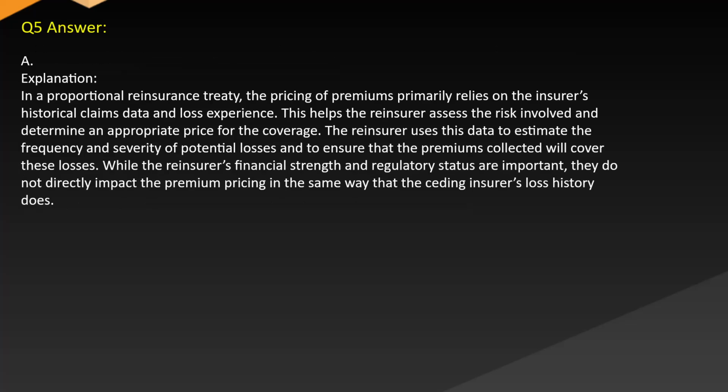Answer A. Explanation. In a proportional reinsurance treaty, the pricing of premiums primarily relies on the insurer's historical claims data and loss experience. This helps the reinsurer assess the risk involved and determine an appropriate price for the coverage. The reinsurer uses this data to estimate the frequency and severity of potential losses and to ensure that the premiums collected will cover these losses. While the reinsurer's financial strength and regulatory status are important, they do not directly impact the premium pricing in the same way that the ceding insurer's loss history does.